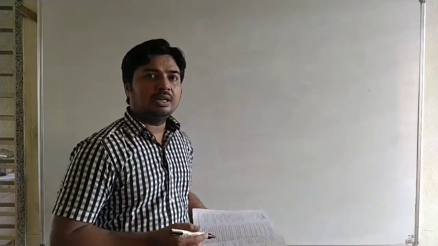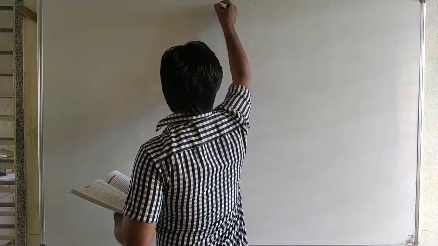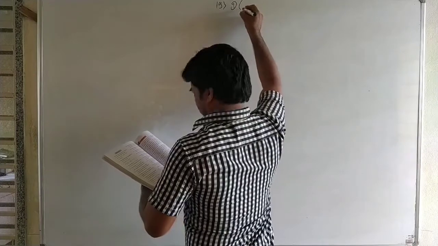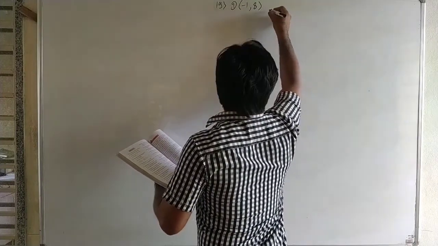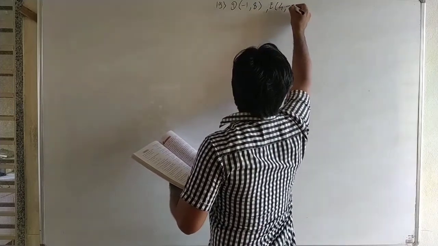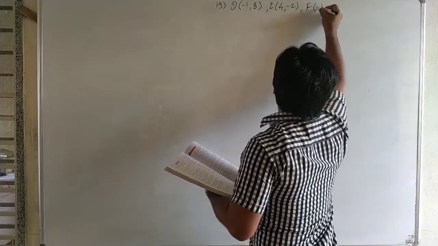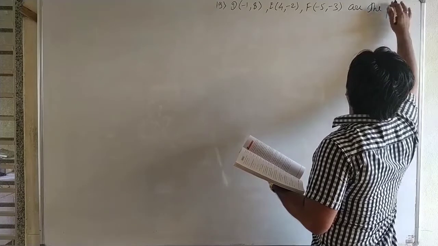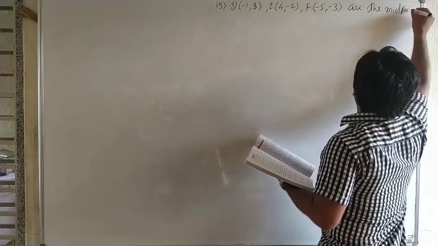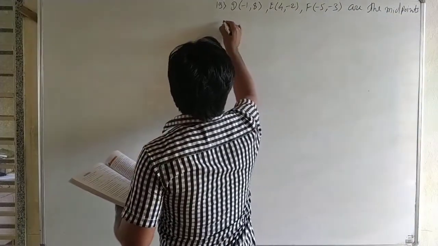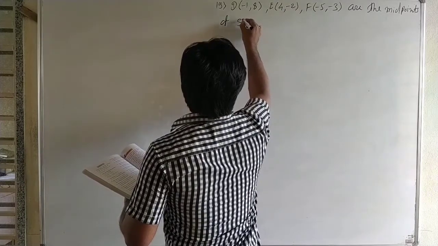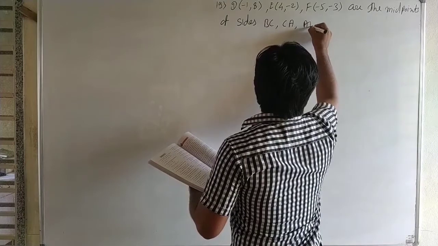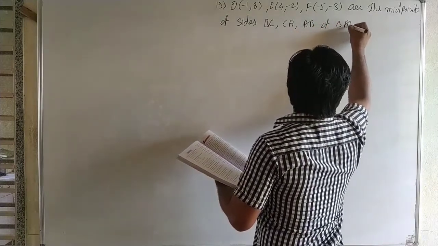Now we see example number 19 in exercise 5.4. Here D(1, -8), E(4, -2) and F(-5, -3) are the midpoints of sides BC, CA and AB of triangle ABC respectively.